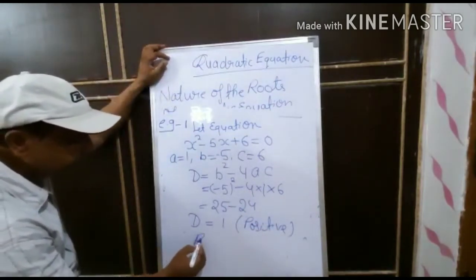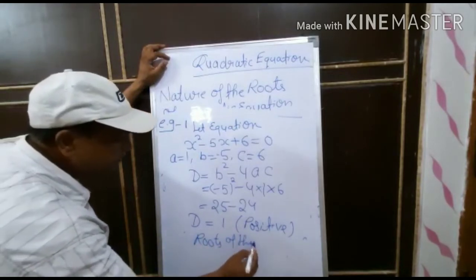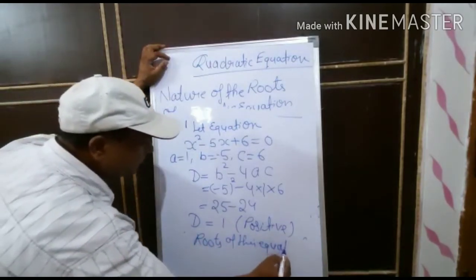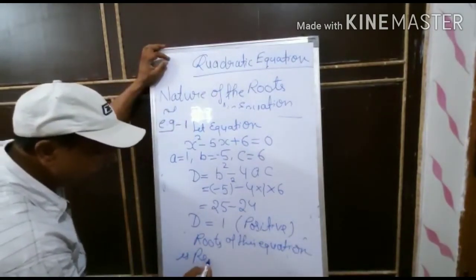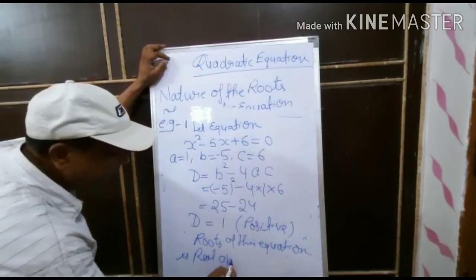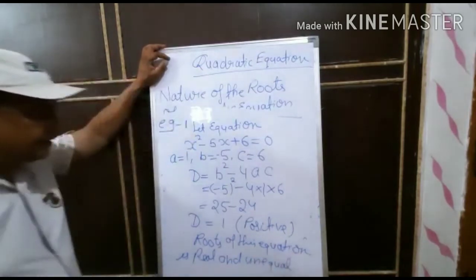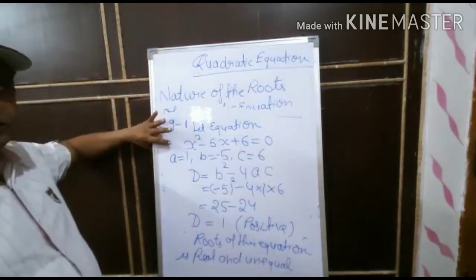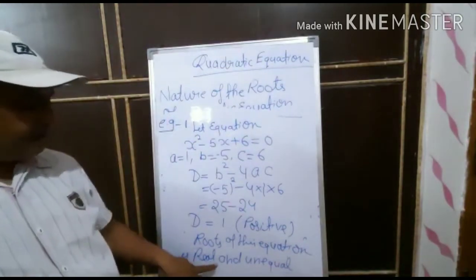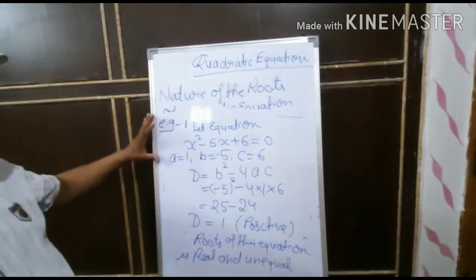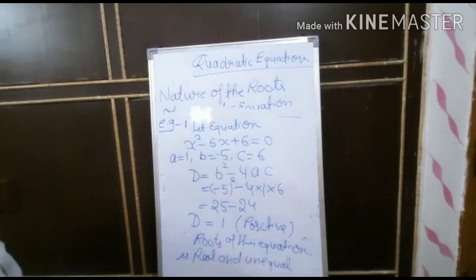Therefore, roots of this equation is real and unequal. If we find the solution of this equation, then the value of x is always real, but they are different, both are different. Hence we prove that when D is positive, roots are real but not equal.